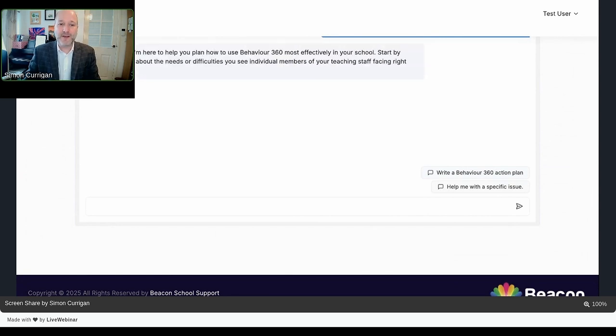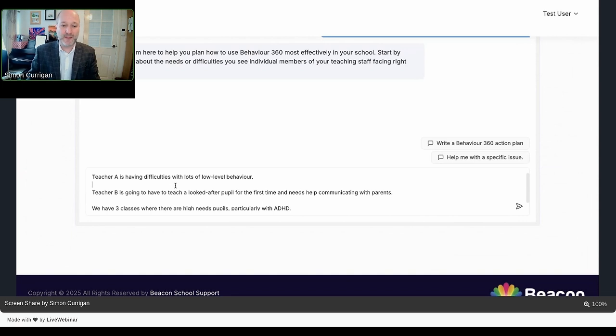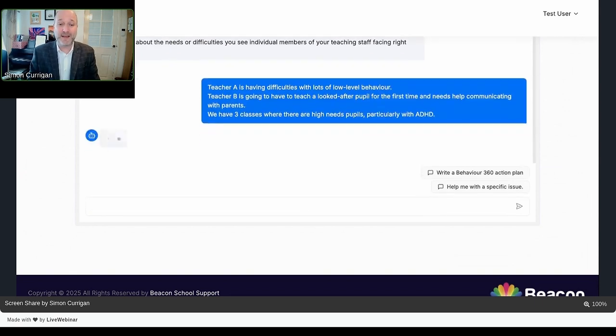And then what I'm going to do is I'm going to go back to my lead framework, the needs analysis where I've just written down the individual and small group needs. I'm literally just going to paste what I wrote. Teacher A is having difficulty with lots of low-level behavior, teacher B. So I'm literally copying and pasting from the lead gap analysis that I've just written. I'm just going to paste it in there, and then he's going to go away and have a think for a moment.